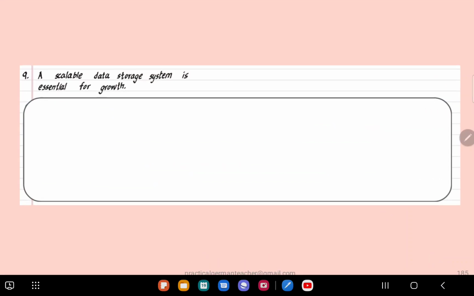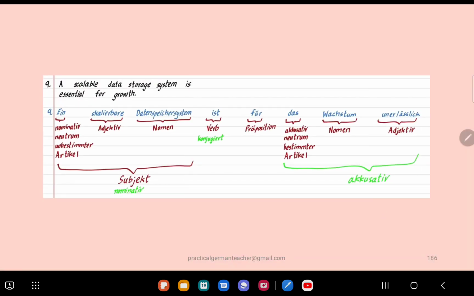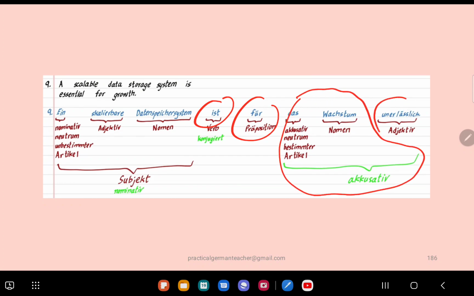9th example: a scalable data storage system is essential for growth. How do you say scalable? How do you say growth as a noun? How do you say essential? Okay, how do you say system? It's actually the same word, but pronunciation is System. Okay, how do you say this? Let's look. So ist, few, what comes after few will be in accusative case. Unerlässlich, there can be other words for essential. You can also say essential, but I'm using unerlässlich. And here, skalierbare.